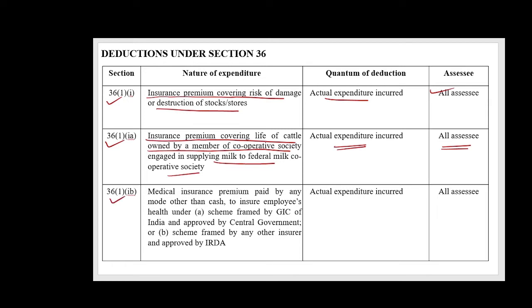Section 36, subsection 1, clause (ib) is in relation to medical insurance premium paid by any mode other than cash to ensure the employee's health under a scheme framed by GIC of India and approved by the central government, or a scheme framed by any other insurer and approved by IRDA. The quantum of deduction is actual expenditure incurred and it is available to all assessees.